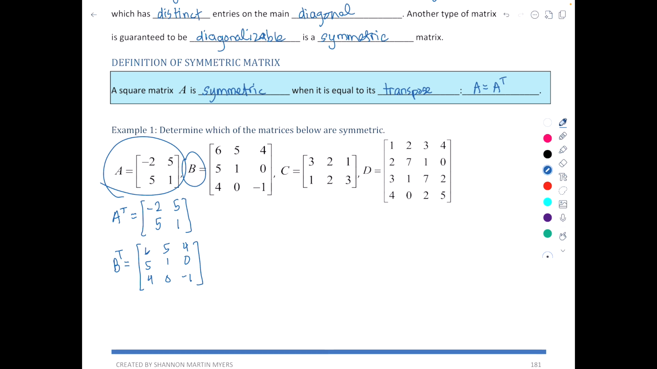And let's check out D. D transpose will be 1, 2, 3, 4, 2, 7, 1, 0, 3, 1, 7, 2, and 4, 0, 2, 5. And yes, D equals D transpose. So A, B, and D are symmetric.